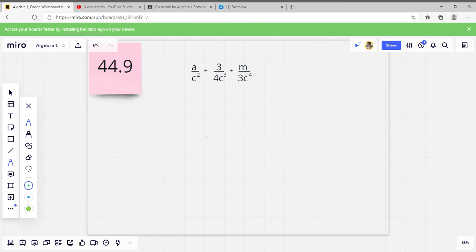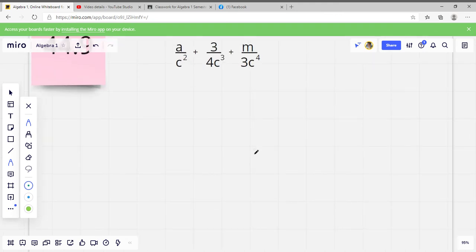So on this one, remember we have to go with the highest exponent for each base. Because it's the most times that c is used as a factor, we're going to have to go with c to the 4th. And then we need a common denominator between 3 and 4, which would be 12. So we're going to have 12c to the 4th.